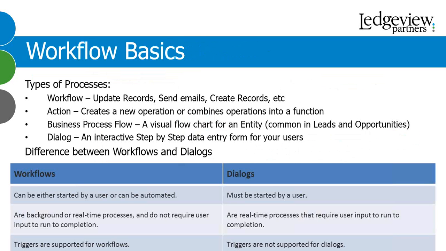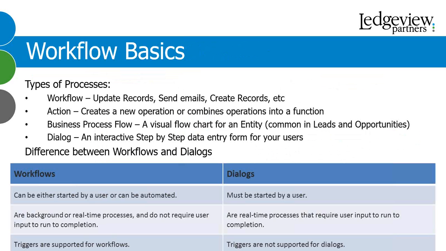A less commonly used but still very effective process is actions. It creates a new operation or combines operations into a function. So if you are looking to assign or to create a record and assign it all at the same time, you can create that as an action and it will perform both operations.